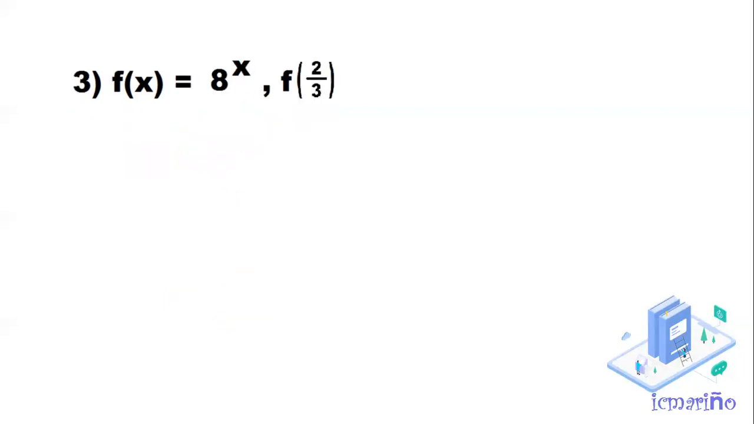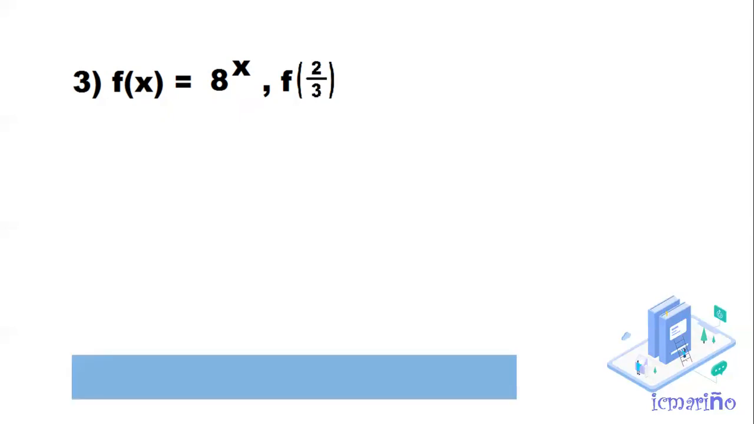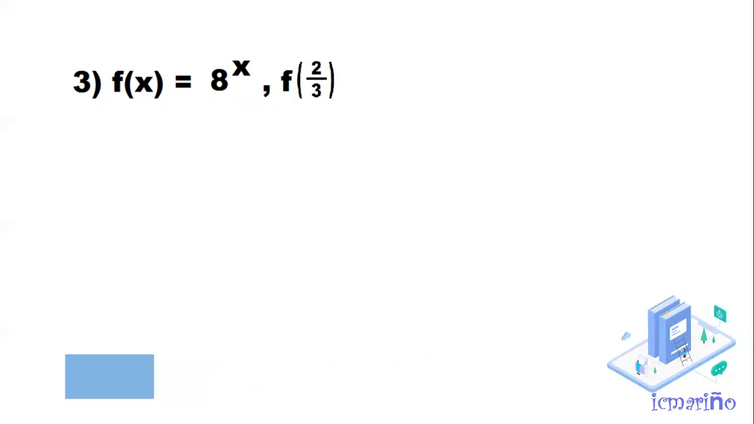F of x equals 8 raised to x, and f of 2 over 3. So you are given a fraction here. What will you do? Okay, let us see. I will give you 20 seconds. You can do either of the approaches or solutions that we have, but if you want to do both solutions, it's up to you. You can pause anytime so that you will have more time.